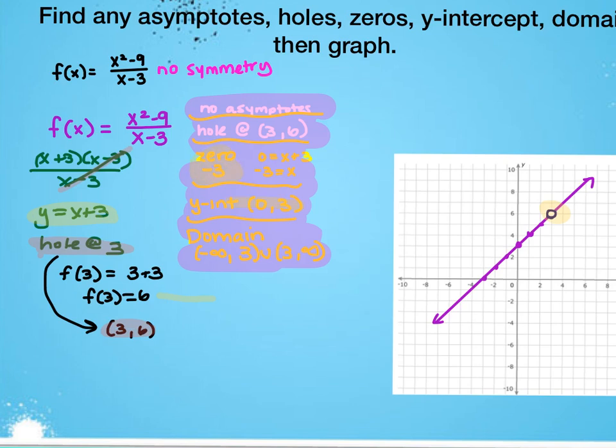Your y-intercept is 0, 3. Your domain is negative infinity to 3, union 3 to positive infinity. These are all parentheses now. And then there's no asymptotes. And again, there's a hole.